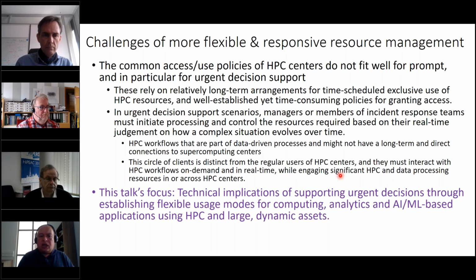And today I would like to point out also some technical implications, particularly related to the system software support for the HPC center, and how we can establish more flexible usage modes and be able to combine the available resources. Now an HPC center today provides, of course, compute resources, but also significant storage resources, and increasingly also support for analytics, AI, and ML style processing, right? And we would like to see how to make the best use of these resources in a slightly different context than what is the common practice.